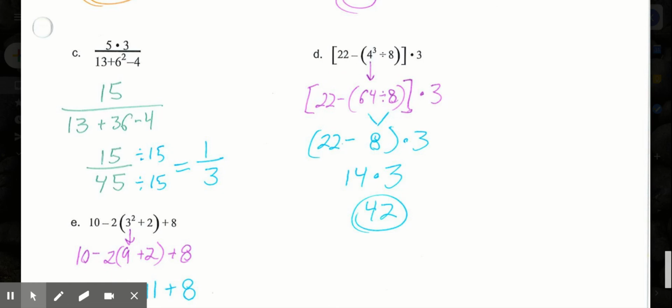So then we have to do 22 minus 8, which is 14. And then we can finally multiply by the 3 at the end. So 14 times our 3 at the end gives us 42.